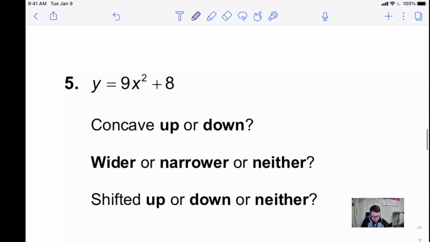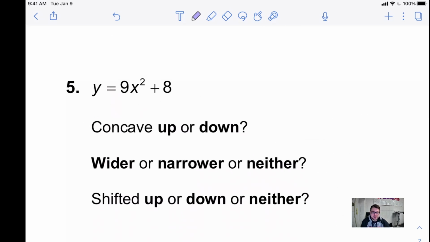Looking at problem number 5. Again, to determine if it is concave up, you just want to check on the number that's in front of x squared and say, is it positive or negative? That one's positive, so we will be concave up.